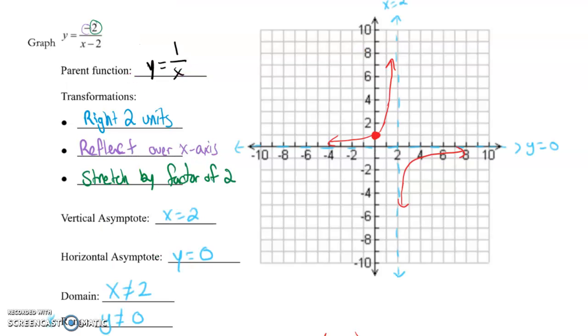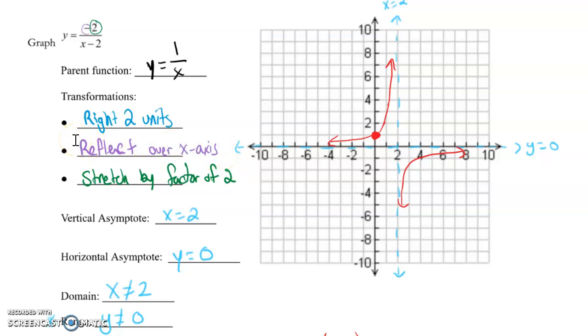All right, so this one had a bit of a trick to it. You had to be really careful here. The parent function's y equals 1 over x. That is always our parent function when we're talking about reciprocal functions here. Okay, the tricky part here, there's a couple of them. That negative is representing a reflection over the x-axis. And that's going to come into play.